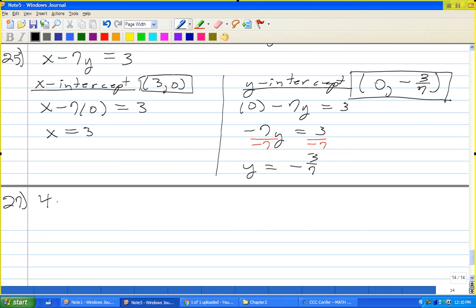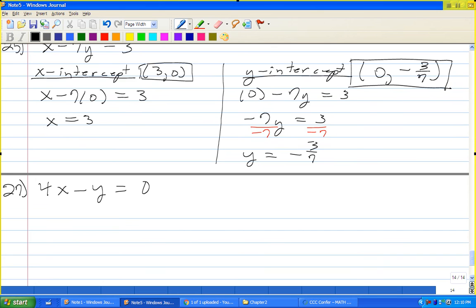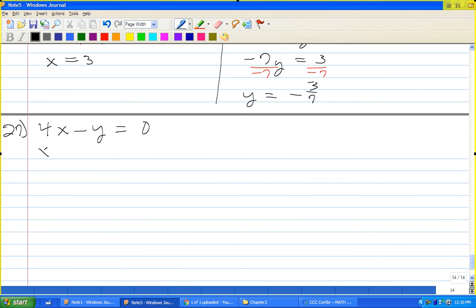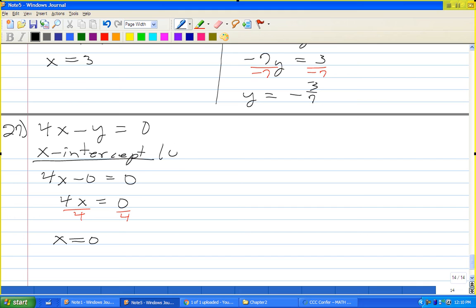For 4x minus y equals 0. Let's find the x-intercept. Set y to 0. Solve for x. 4x minus 0 is just 4x. Divide both sides of the equation by 4. So x is equal to 0. So the x-intercept is at the origin.